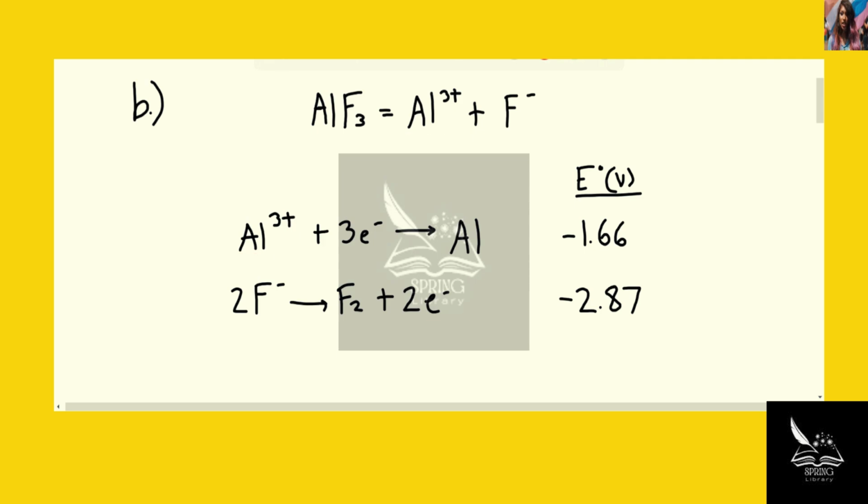So therefore, similar to part A, the top reaction will be the one undergoing a reduction and therefore occur in the cathode when we electrolyze this compound. And that must mean that the bottom reaction occurs in the anode because oxidation is occurring.